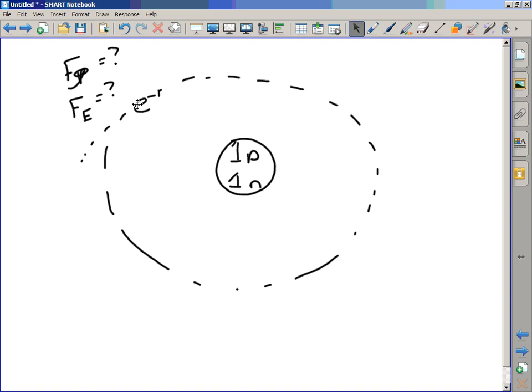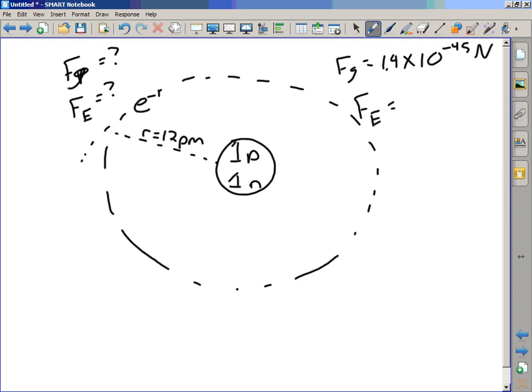Radius, north side. Oh, yeah, we need a radius. Thank you. Let's give ourselves a radius. Well, picometer sounds about right. That might be a little on the small side. We're going to go with it anyway. So we came out with our force of gravity over at 1.4 times 10 to negative 45 newtons, and the electrical force 1.6 times 10 to negative 6 newtons. And that has correct sig figs and units.